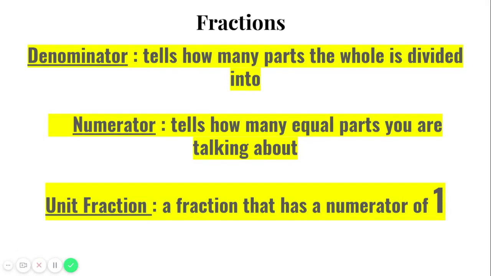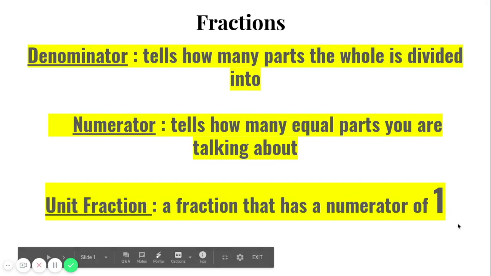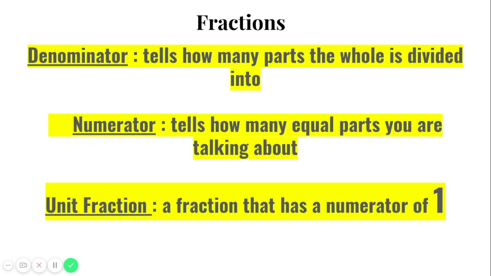So to begin, we'll go over our vocabulary words and definitions. Denominator is the number on the bottom of the fraction, and it tells how many parts the whole is divided into. The numerator, the number on the top of the fraction, tells how many equal parts you are talking about. Unit fraction is a fraction that has a numerator of 1.